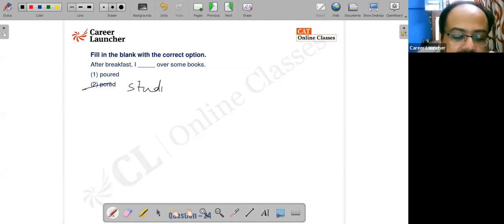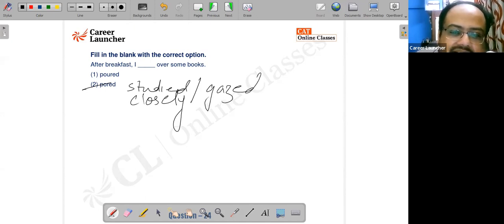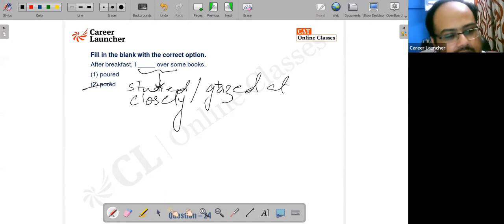Pored means studied closely, or gazed at. That is pored over. Pored over means to study carefully or gaze at something. So after breakfast, I studied some books. I gazed at some books. That is what I did after breakfast.